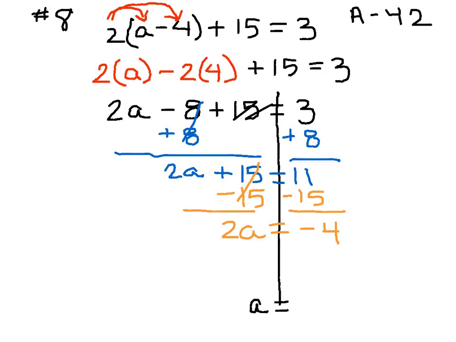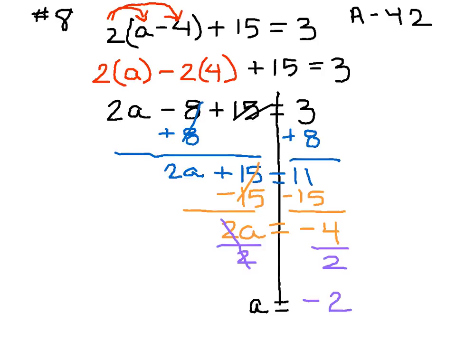Now, I see right here, I'm multiplying A by 2. So to get rid of that 2, I'm going to undo that. And to undo that, I'm going to divide both sides by 2. And those 2 are going to cancel. And I'm going to get A is equal to negative 2.